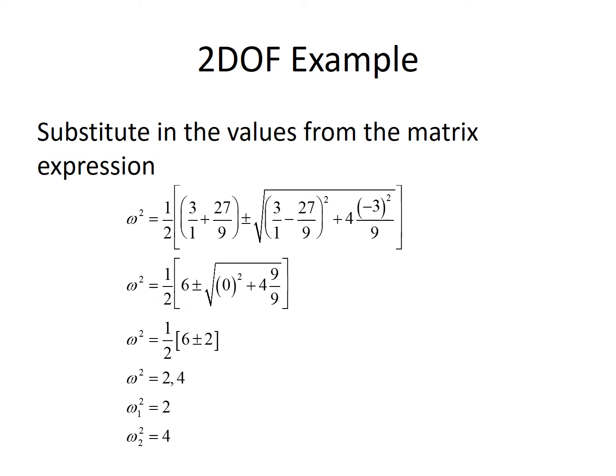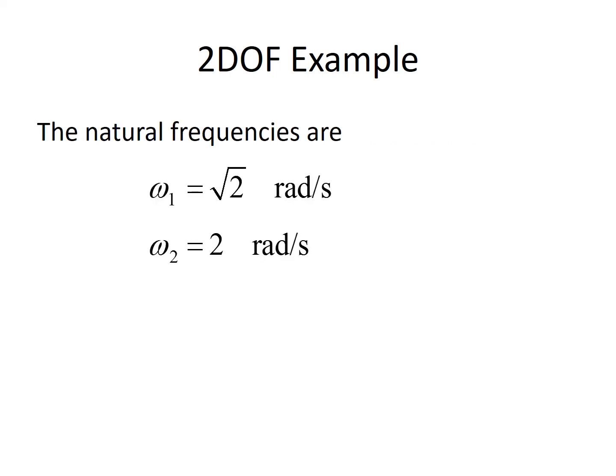Substituting these values into the general form for the solution, we can solve for the two values of omega squared. The term under the square root simplifies because the two terms cancel one another out, and the solution is equal to 1/2 times the term 6 plus or minus 2. This results in two values for the square of the natural frequency, 2 and 4. By convention, we define omega 1 to be the smaller of the two values. Taking the positive square root of each value yields omega 1 equals square root 2 radians per second, and omega 2 is equal to 2 radians per second. These are the two natural frequencies of the undamped 2 degree of freedom system.